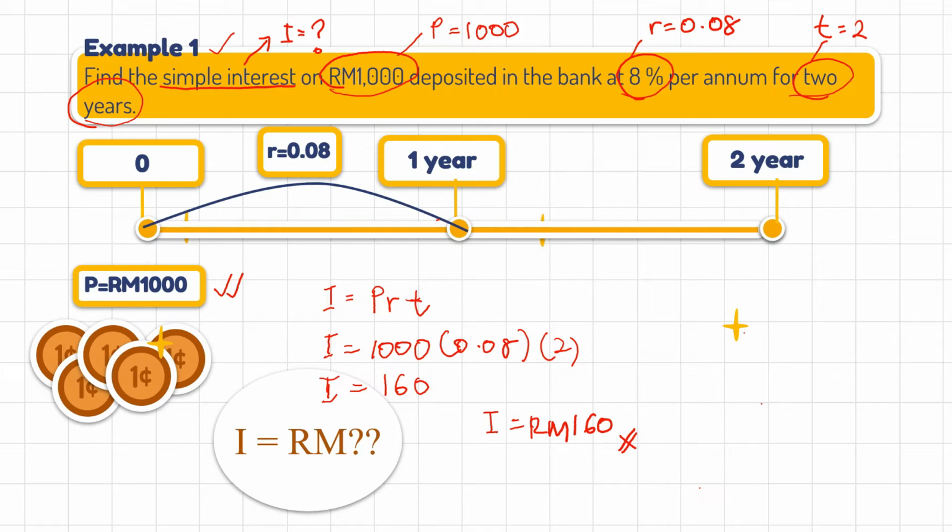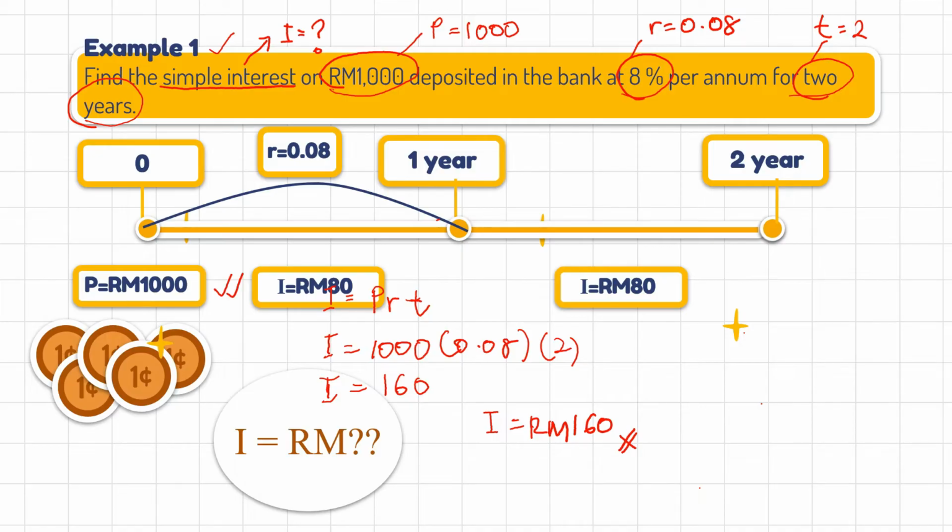The amount of simple interest that we get for 2 years is RM 160. In other words, we will say that after 1 year, we will get 80 ringgit, and after another 1 year, we will get another 80 ringgit, which means that the amount of interest that we calculated is the same for the next consecutive years throughout the given period.